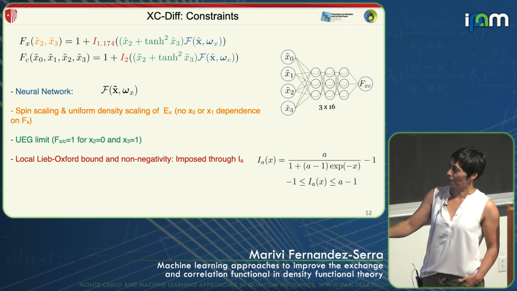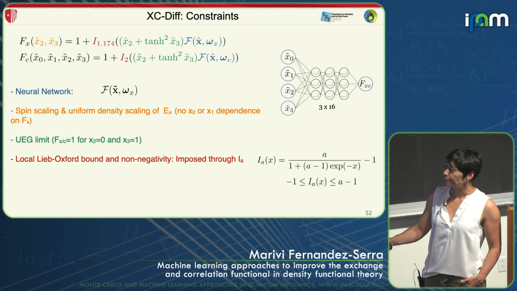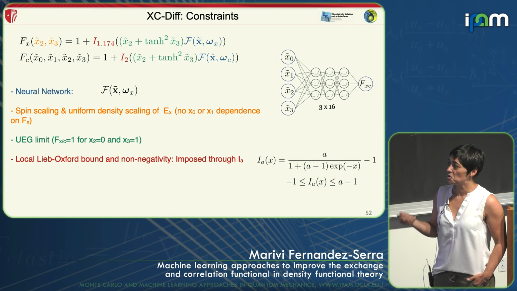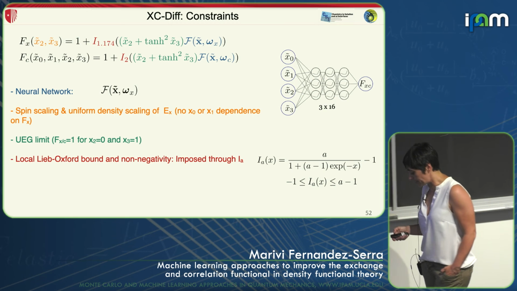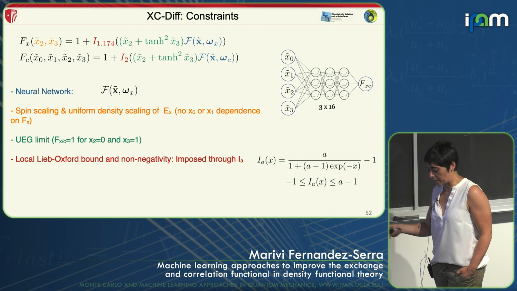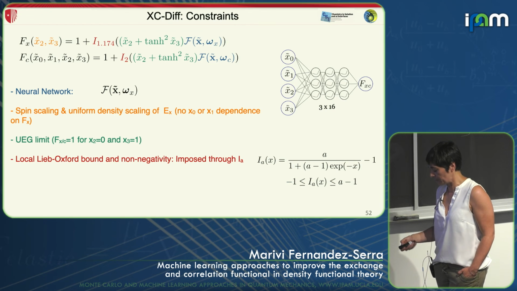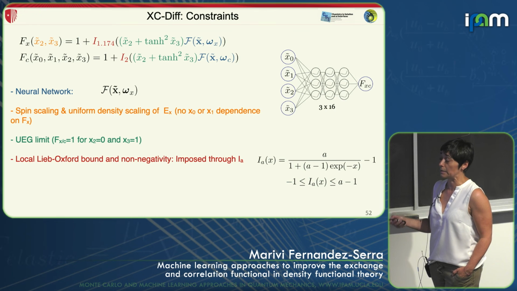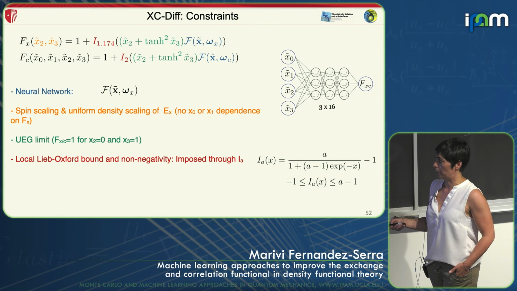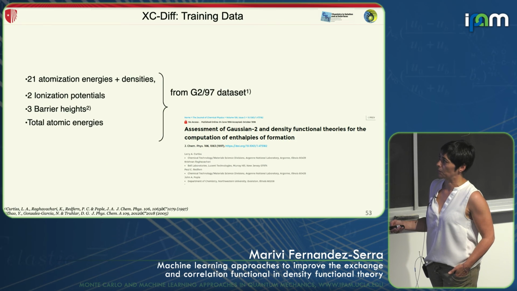That will be my local Lieb-Oxford bound, and then the non-negativity of the correlation function is basically taking it. There are not a very large number of constraints, but we found that without these constraints, again, the functional can actually deviate very much from physical behavior. And this indeed favors the convergence to a much more accurate representation of the model.